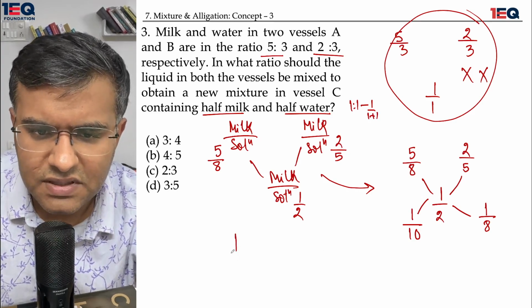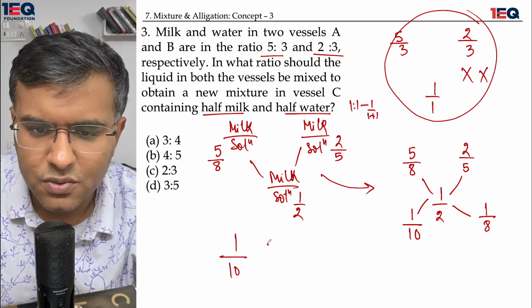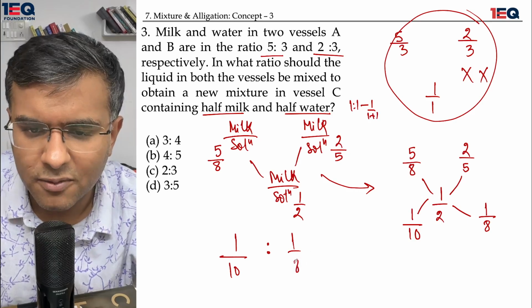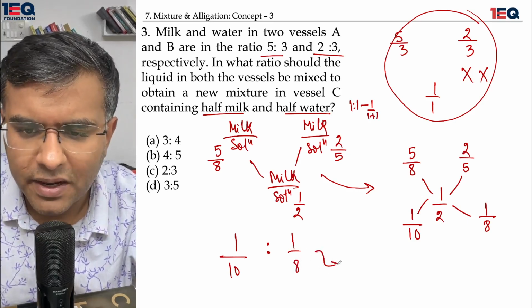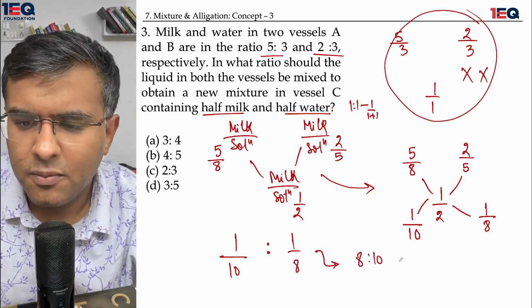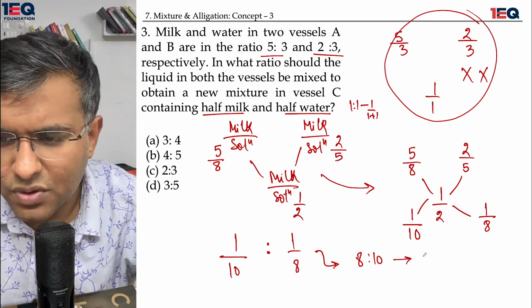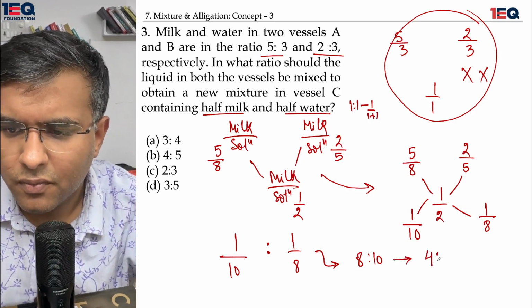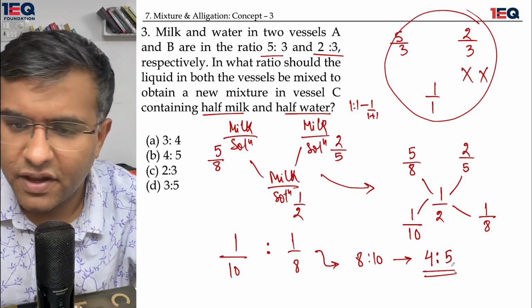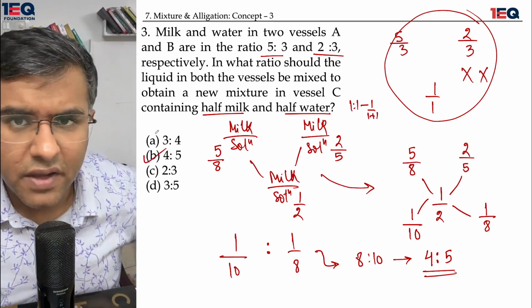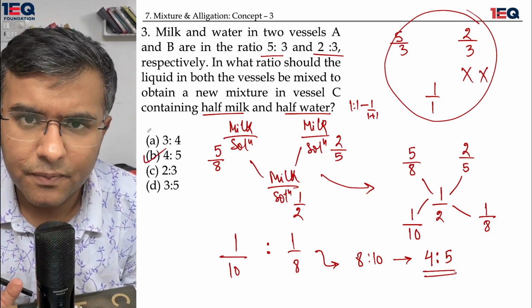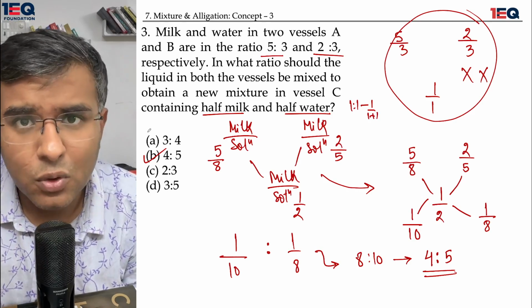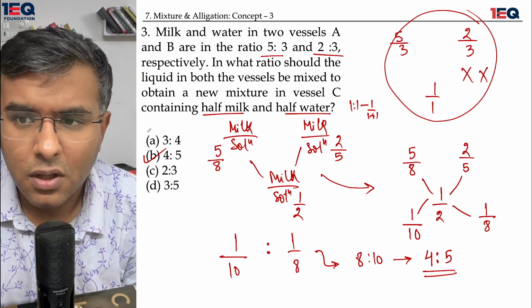Now the differences, or the simple ratios, are 1 by 10 is to 1 by 8. I would need to cross multiply it. 8 is to 10. Again, just one more step of simplification: 4 is to 5. So 4 is to 5 is my final answer over here. I hope you get it. I hope you're able to understand what I'm talking about. Moving on.